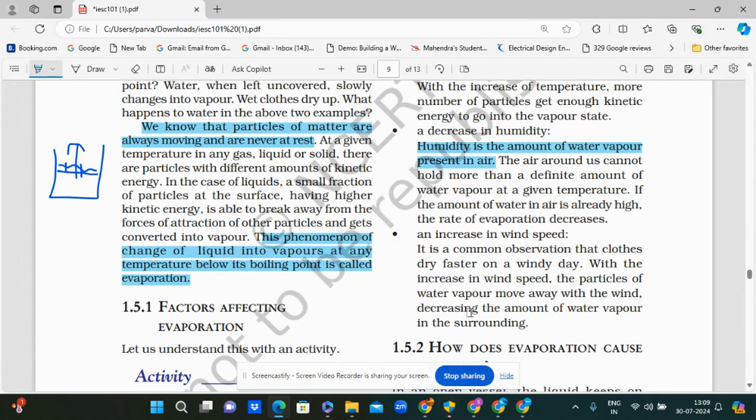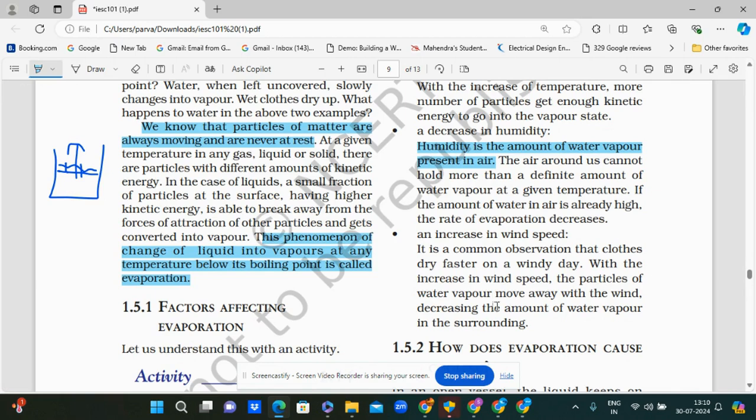So increase in humidity decreases the evaporation rate. Decrease in humidity increases the evaporation rate. So the increase in wind speed, yes, in order to dry anything faster or in order to make the food easy to eat, we need to bring it to room temperature. Mummy used to spread it on the plate and she used to keep it under the fan. So it is a common observation that clothes dry faster on windy days.